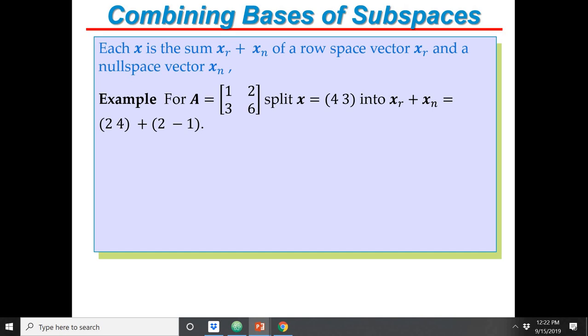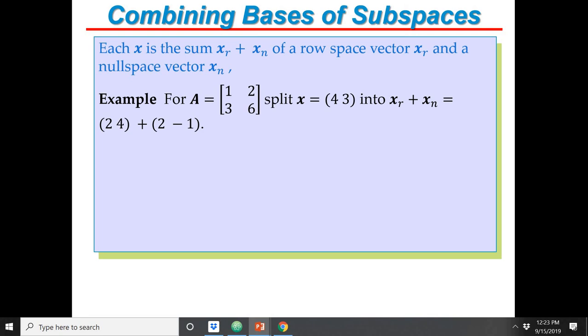Let me show you an example with this orthogonality and the complements of the row space and the null space. So let's say that you have matrix A that looks like this. When I look carefully here, I can see the rank of this matrix is equal to 1. So there is a null space. Actually, the null space vector is 2, minus 1. If you multiply this with 2, minus 1, you get a zero vector.